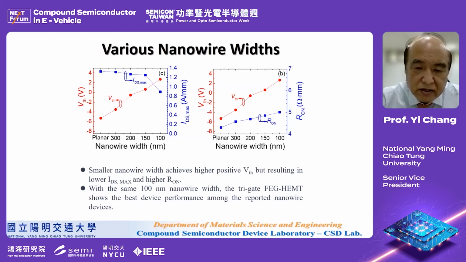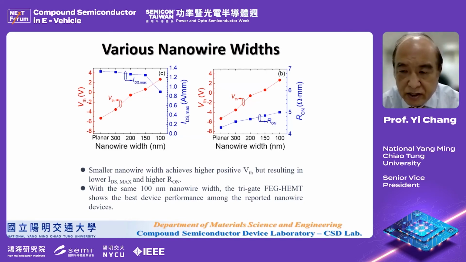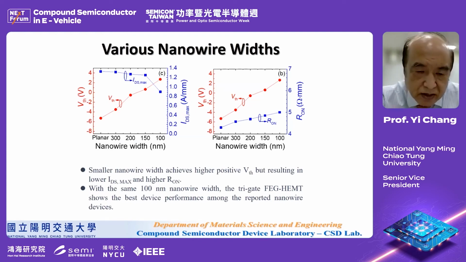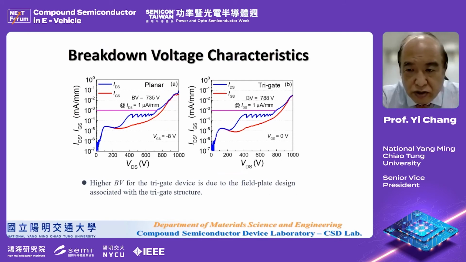And this shows the nanowire width. We have to achieve a nanowire width small enough so you can deplete the channel, so you can get the E-mode devices. At 100 nanometer nanowire width, the tri-gate ferroelectric shows the best device performance among the reported nanowire devices in the literature. Also, this kind of device has reasonably good breakdown voltage.